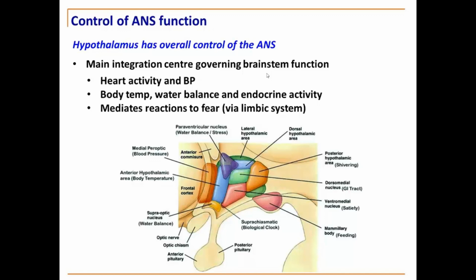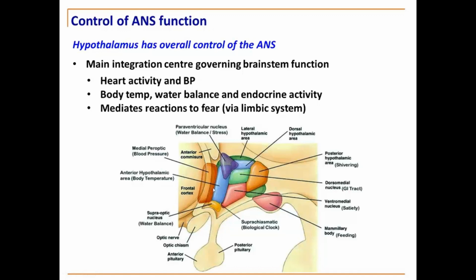And it mediates your reactions to fear via the limbic system, which is the system within your brain that's to do with emotions and fear. But you can see just from this the other areas that it's controlling. So feeding, fullness, your GI tract, your shiver reflexes, your water balance and your stress. If you're thinking about cortisol release, that's all being stimulated from the hypothalamus. Your water balance, it stimulates the release of antidiuretic hormone. It helps to regulate your blood pressure and your body temperature. Remember, thinking about the thyroid hormone. And there are a variety of other roles as well.